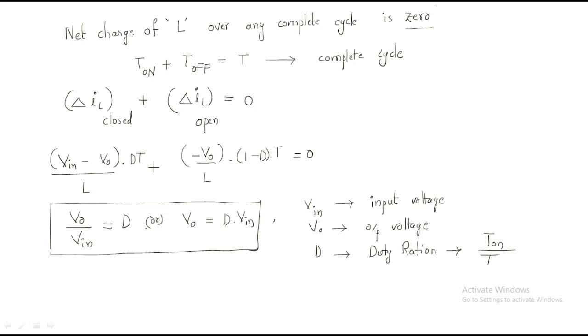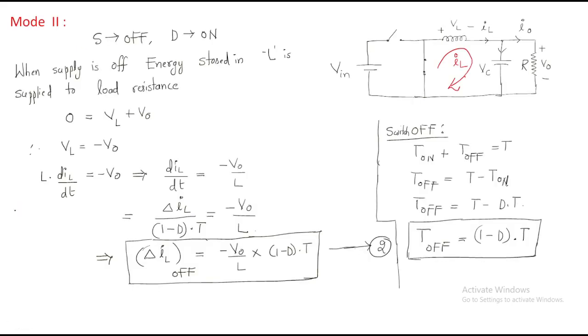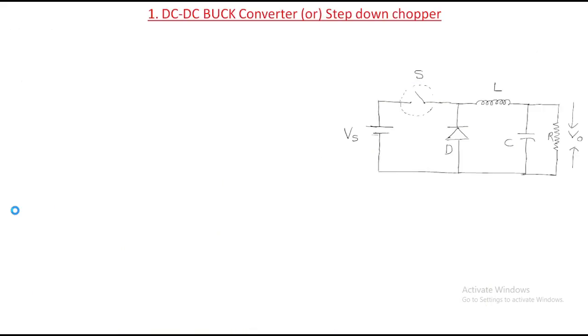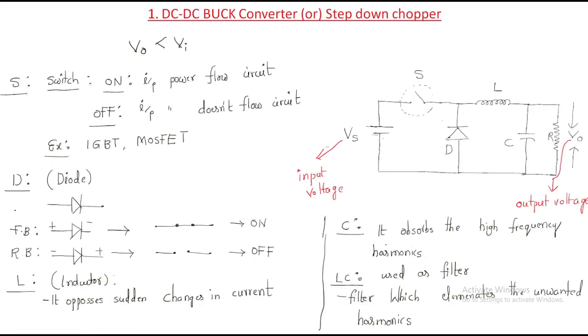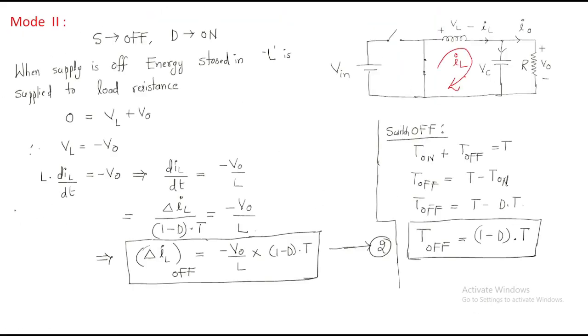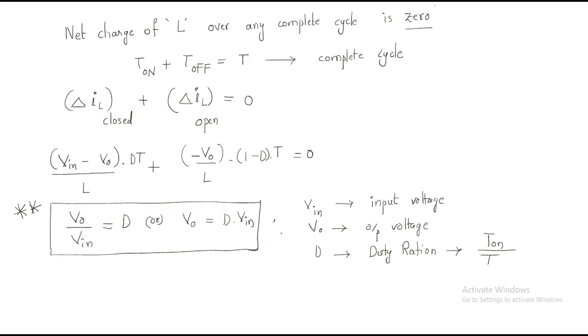So finally, for the step down chopper or buck converter, this is the relation. Understand? By using the DC to DC buck converter, or step down chopper, the final relation between output voltage and input voltage is: output voltage by input voltage equal to D, or output voltage equal to D times the input voltage. So this is about the DC to DC buck converter.